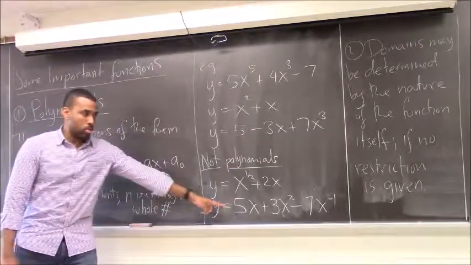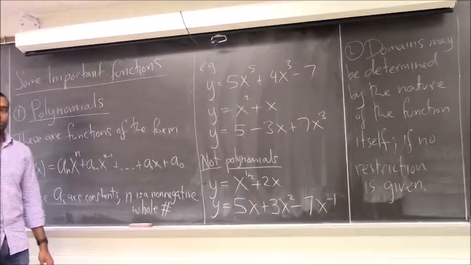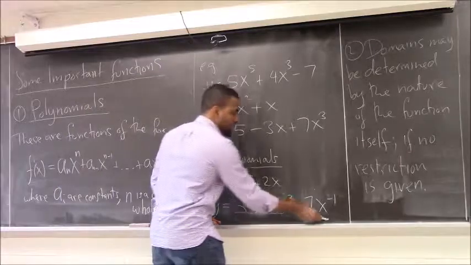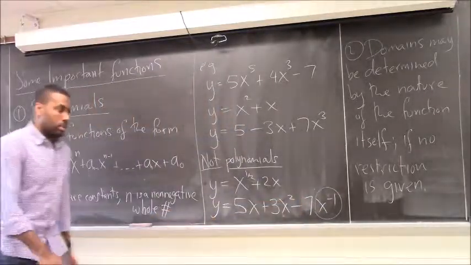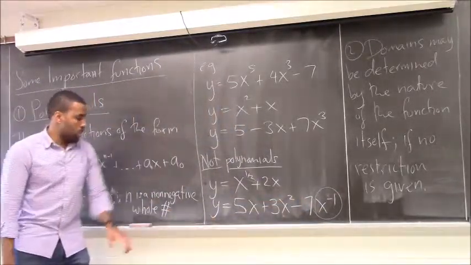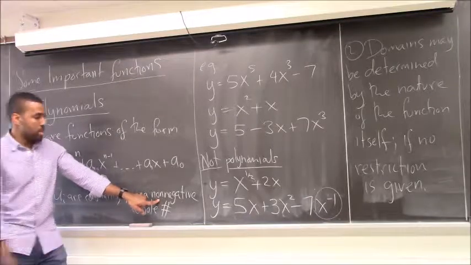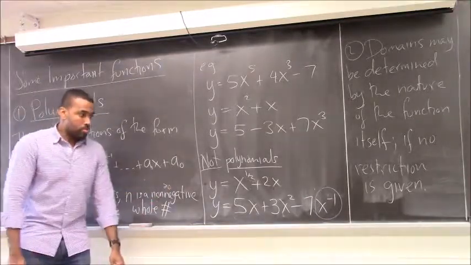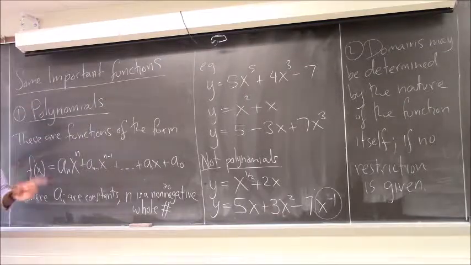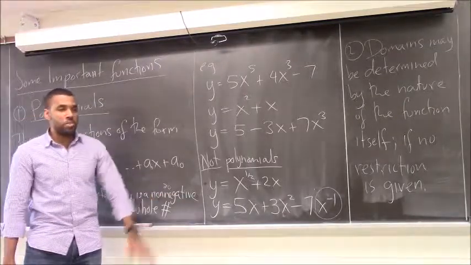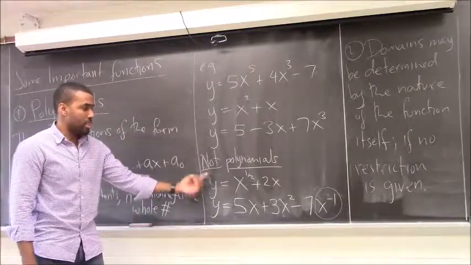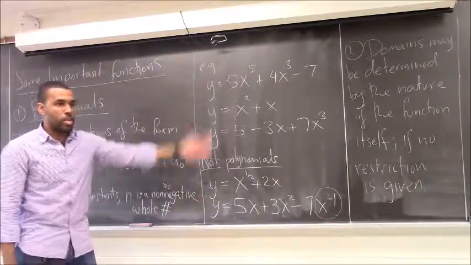Okay? What about this one? Yeah, there's the negative 1 exponent. That's not a polynomial because of x to the minus 1. That has a negative exponent, and the exponents have to be non-negative. Non-negative means greater than or equal to 0. And it's important to be able to distinguish these kinds of functions because they behave very differently, especially in terms of domains. The domains of something like this are very different from the domains of functions like this.